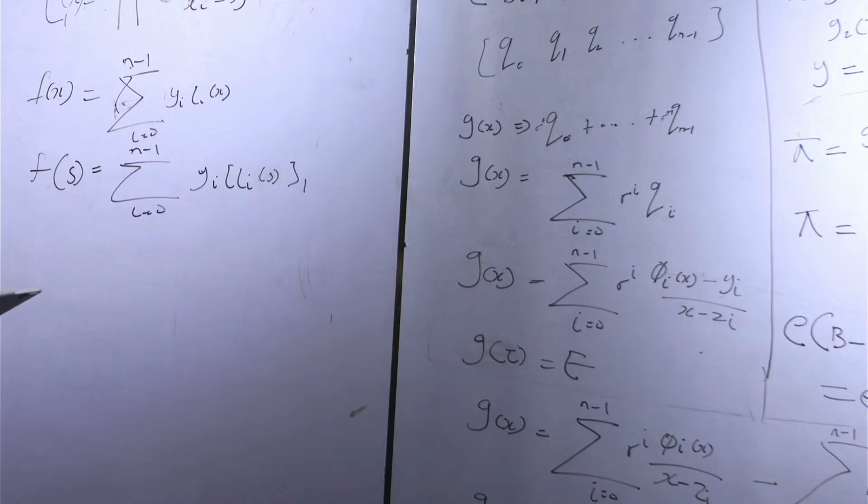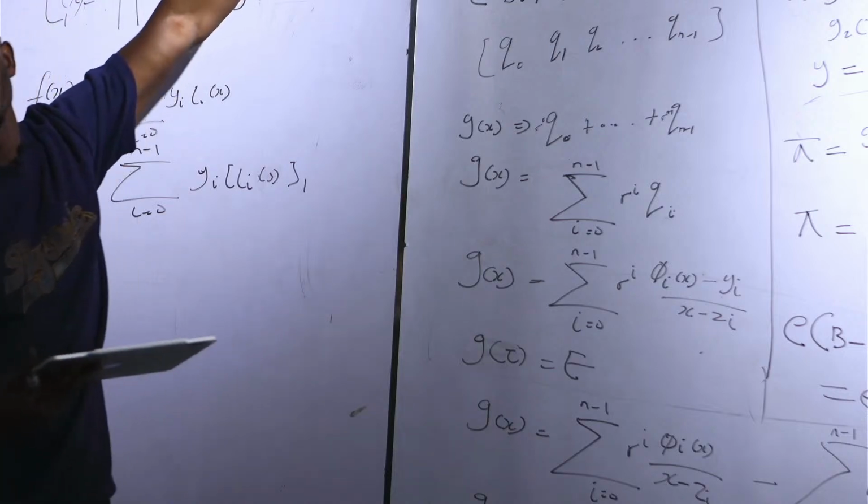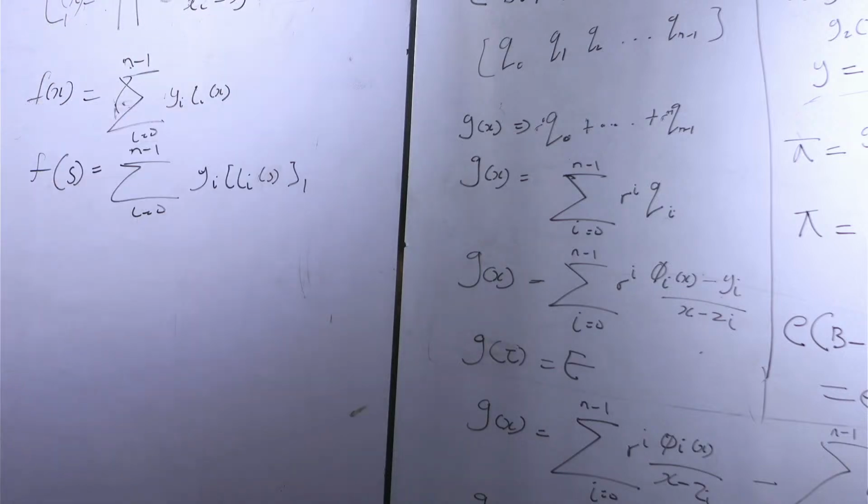Is there a standard way I can assume this representation is named? They just call it evaluation form.